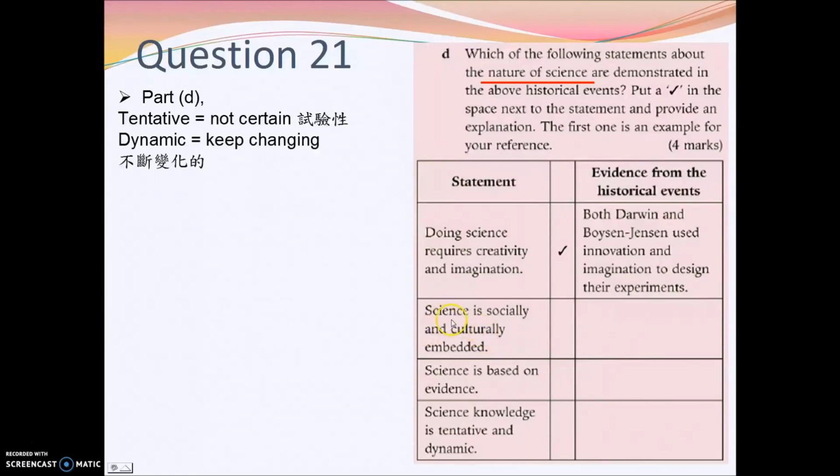And for the second one, science is socially and culturally embedded. Actually, it is talking about how science is highly related to society, culture, the economy, and also politics. So the example will be like this. During World War I or World War II, science made contributions to weapons. They invented anything for the war, the aeroplane, the tank, something like this.